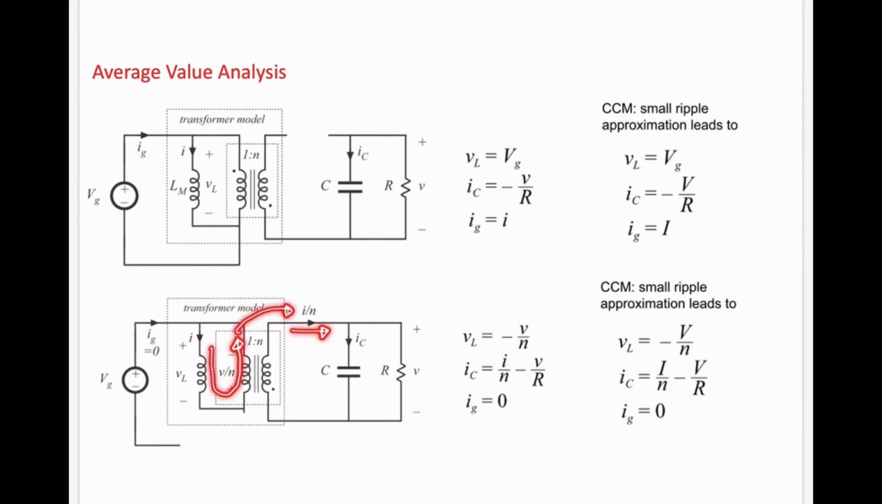that will be I by N, and out of that I by N, some current will go through the capacitor, some current will go through the resistance. So this capacitor current will be equal to the total current minus the load current. So I by N minus V by R is the capacitor current, and at that time the input current Ig is 0 because it is disconnected, and considering the average values we have this one.